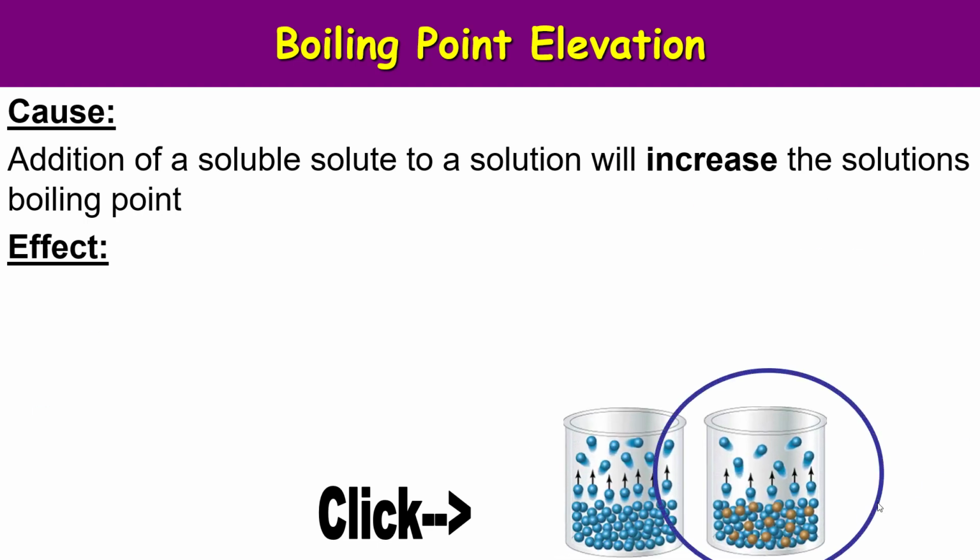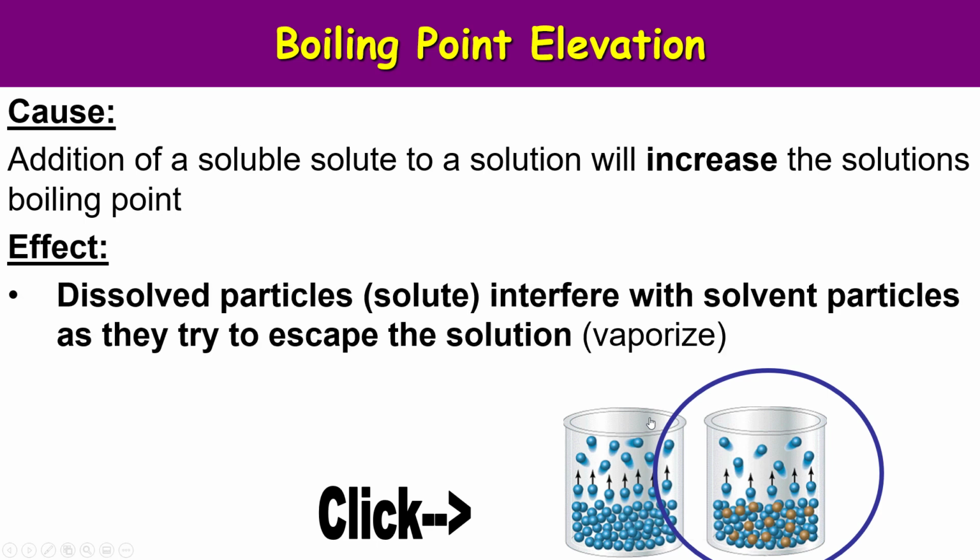Why that happens can be seen here at the interface layer, where all these solvent particles are trying to evaporate. You will notice that the solute is sitting here and effectively interfering with the pathway to reach the vapor phase. So why does a boiling point go up? A solution actually needs more kinetic energy in order for the particles to steamroll through these particles that are blocking its pathway.